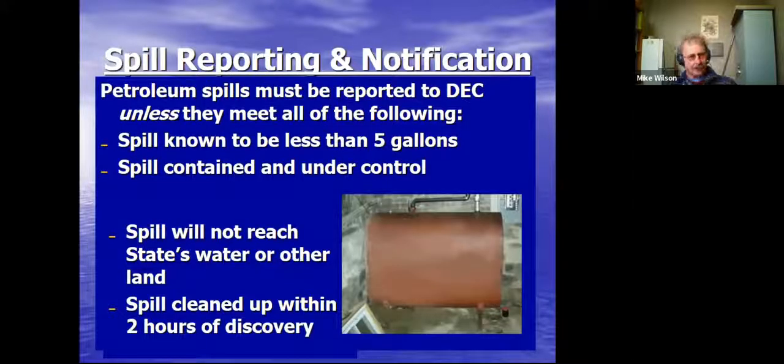If you do have a petroleum spill, they must be reported to the DEC unless they meet all of the following requirements. Number one, the spill is known to be less than 5 gallons. Number two, the spill is contained and under control. Number three, the spill will not reach state's water or other land. And number four, the spill was cleaned up within 2 hours of discovery. Any deviation from that must be reported to the DEC.